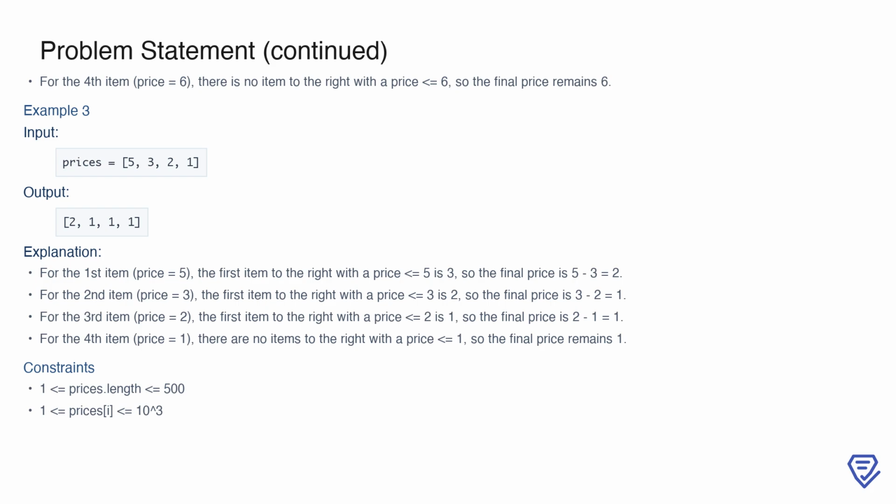Another illustrative example is the input array, 5, 3, 2, 1. For the first item, priced at 5, the first valid item to the right is 3, so the final price becomes 5 minus 3, which is 2. For the second item, priced at 3, the first valid item to the right is 2, giving a final price of 1. Similarly, for the third item, priced at 2, the first valid item to the right is 1, so the price reduces to 1. Finally, for the fourth item, priced at 1, no valid discount exists, so the price remains 1. The output in this case is 2, 1, 1, 1.